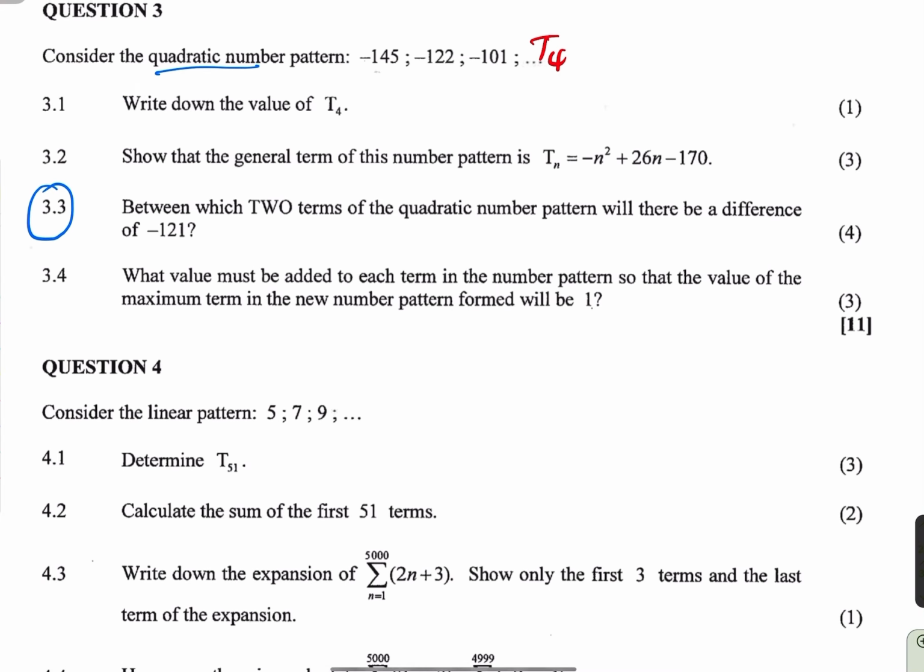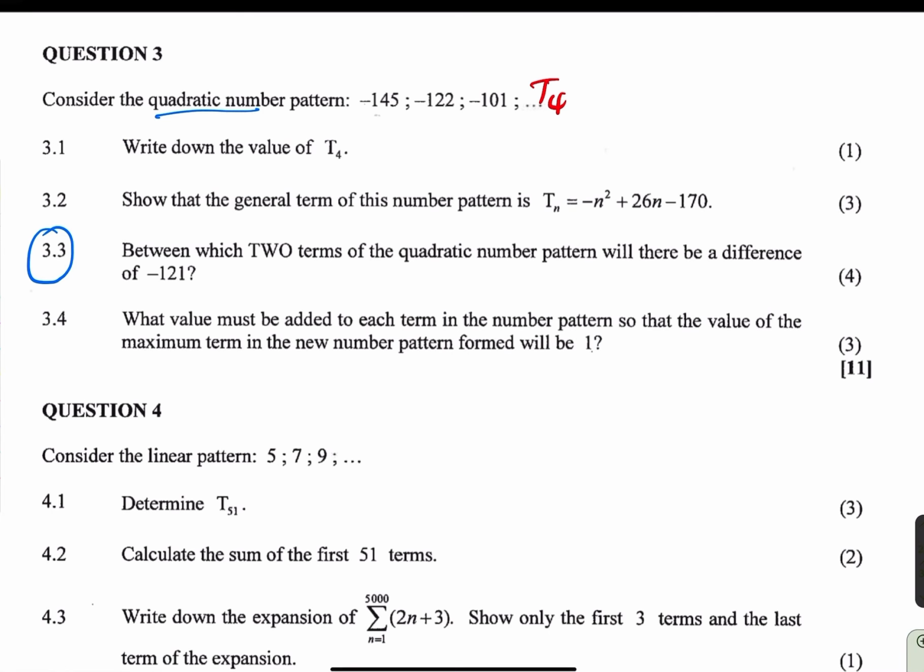Let's go to the next question. The next question, they're saying what value must be added to each term in the number pattern so that the value of the maximum term in the new pattern formed will be 1.